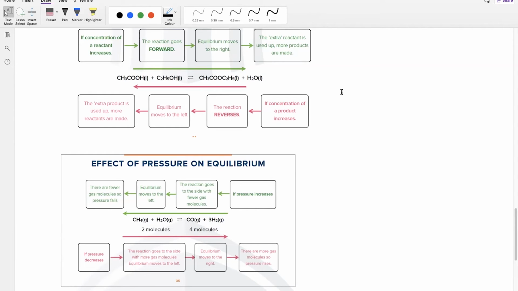Now, if you have more moles of gases, then they are going to be affected more. So let's suppose I increase the pressure. So the side with more moles is going to react more and go to the other side. So for example, in this equation, you have 2 moles on the left side and 4 moles on the right side. You see, it doesn't matter what gas it is. As long as there's more moles, there will be a reaction.